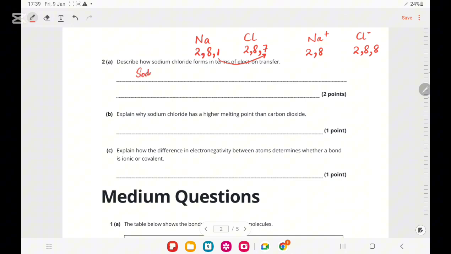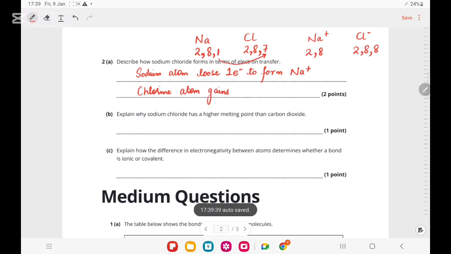So what happens there? Sodium atom loses one electron to form sodium ion, while chlorine atom gains one electron to form chloride ion. Explain why sodium chloride has higher melting point than carbon dioxide.